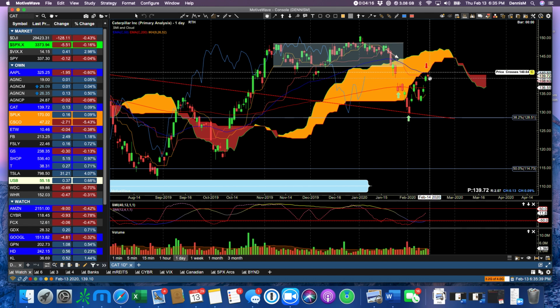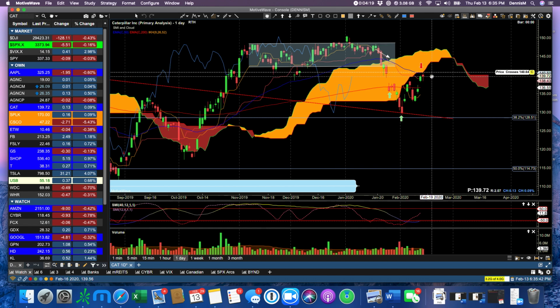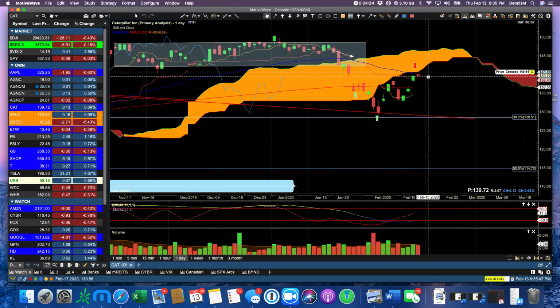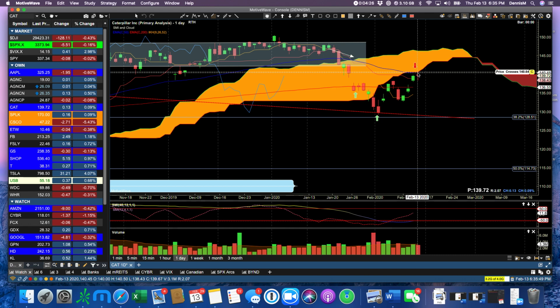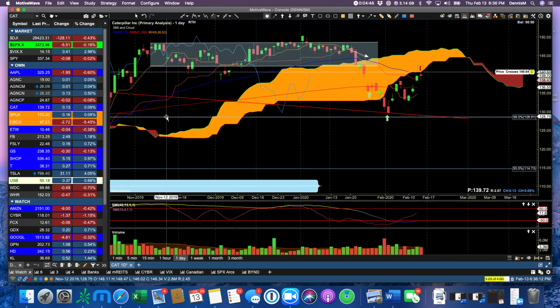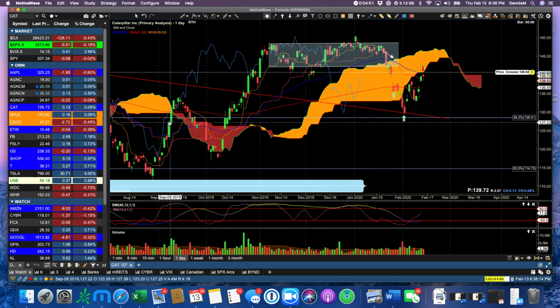Caterpillar, 13 cents. We said that the cloud and the 50 would be resistance, and pretty much that's what happened. It came and hit the cloud, and it hit the 50, and that was exactly resistance. So in order to get bullish again on Caterpillar, we're going to have to see us break the 50 and break the cloud, or we could break the 50 and just trace along the cloud. And if it does that, we've seen it trace the cloud. It's not unusual to see things trace the cloud.